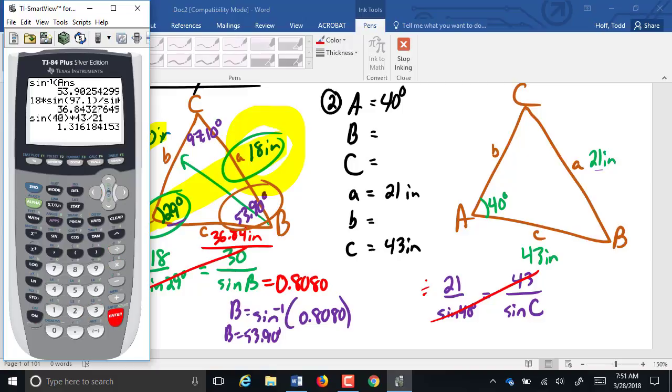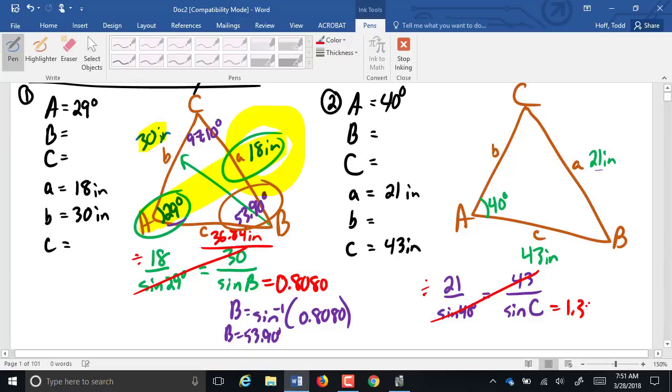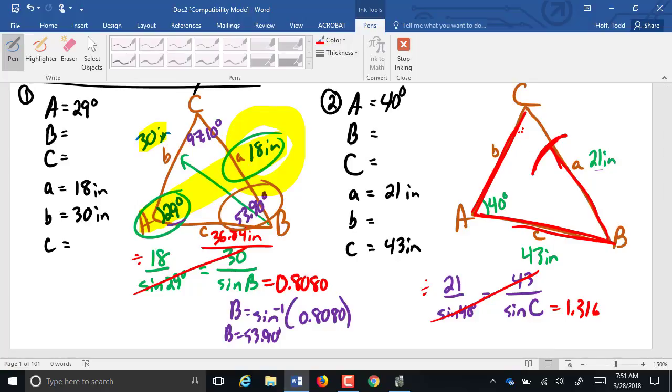We get 1.316. What's wrong with that? It's bigger than 1. Sine cannot be bigger than 1. What this is saying is, with this angle here, if this side is 43 and this side's 21, this side is too short to reach back to this side. It'll never reach. So this cannot form a triangle. Does that make sense?